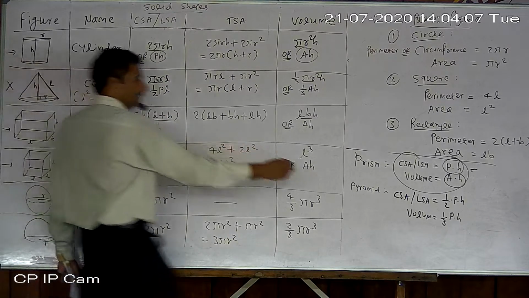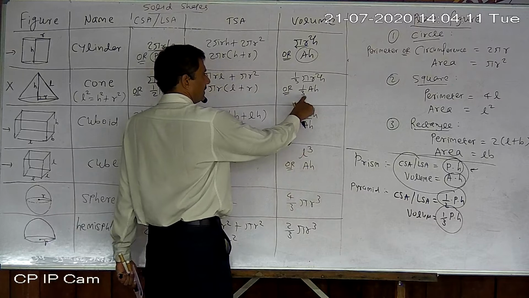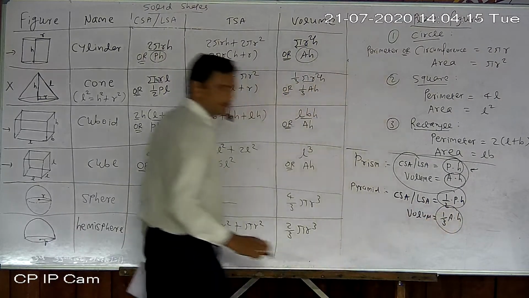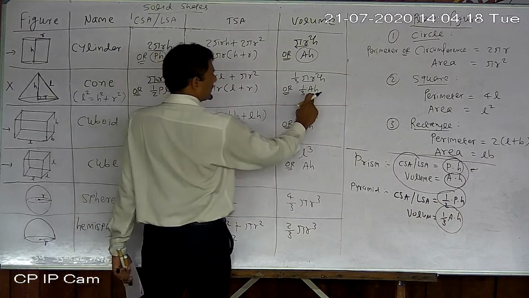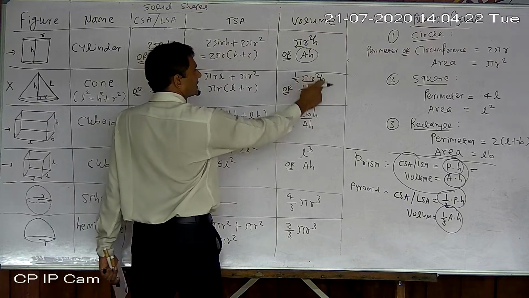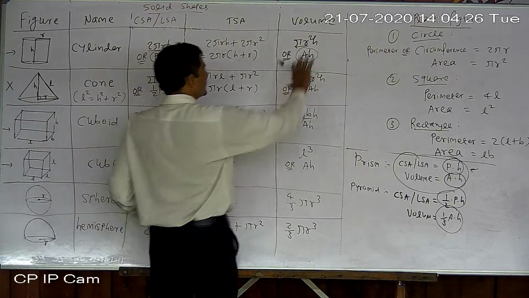Then they come here to volume: 1 by 3 into P into H. Sorry, 1 by 3 into A into H. So 1 by 3 into A into H. A is nothing but the circle area, pi r square. So 1 by 3 pi r square H. Otherwise you can relate both of these also.